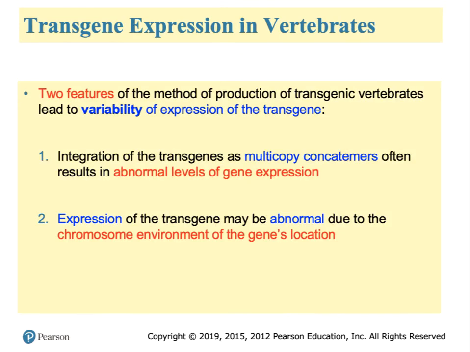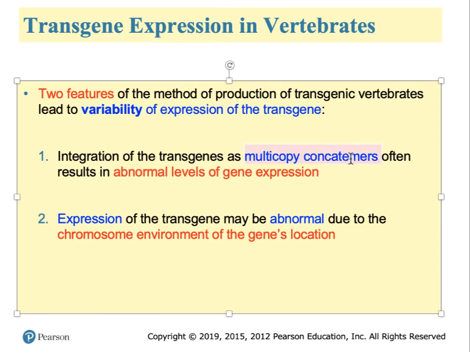In addition, there are two other factors that must be taken into consideration. The first is the production of concatemers. Concatemers are simply molecules that are repeated one after the other, like links in a chain. And we call these multi-copy concatemers. They often result in the incorporation into the chromosomes, and the fact that there are multiple copies leads to the abnormal expression of those genes.